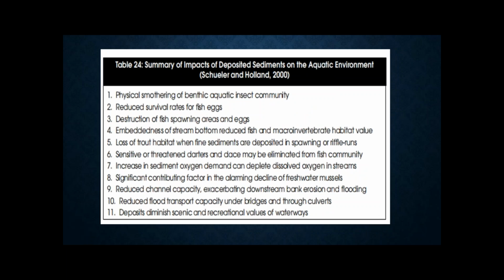And here's an example of deposited sediment. Of course, it reduces the survival rates for fish eggs, as well as it smothers the aquatic insect community, and it also causes destruction to spawning areas for fish. Deposits also diminish scenic and recreational values of waterways. So imagine a beautiful lake or stream that you previously visited, maybe when you were hiking, and with an increased amount of sediment, the aquatic life degrades, and you no longer see the fresh algae or different things in the area. The plant life begins to decline and the fishes reduce in numbers.